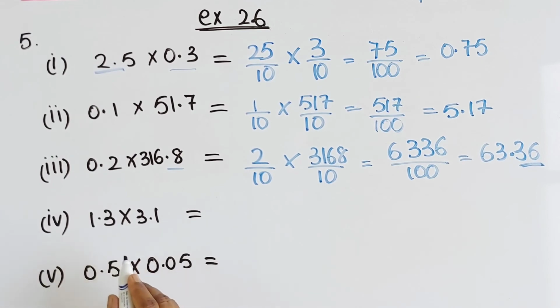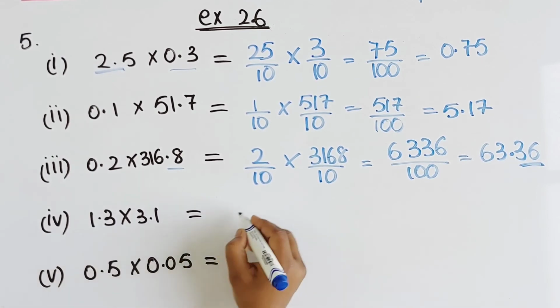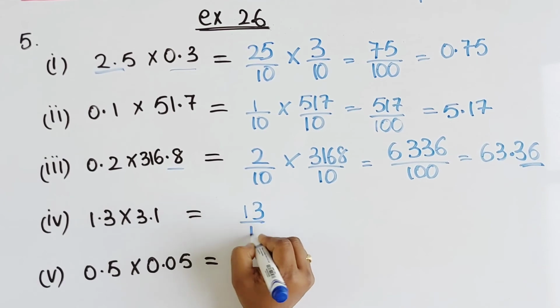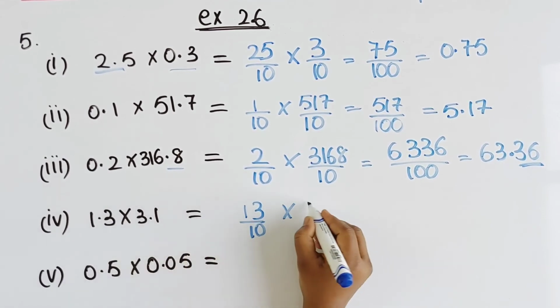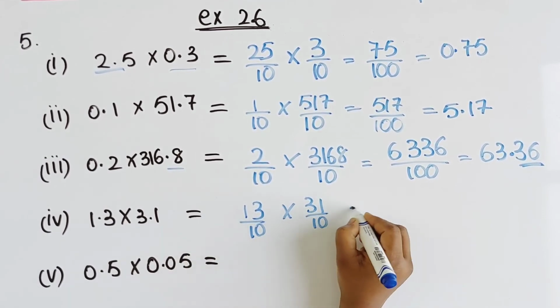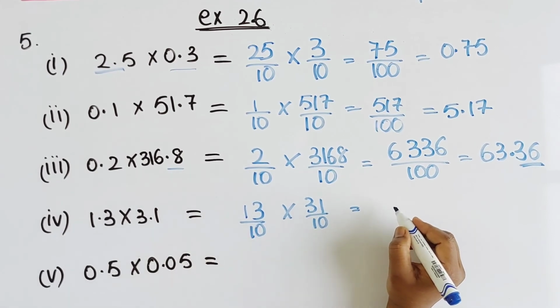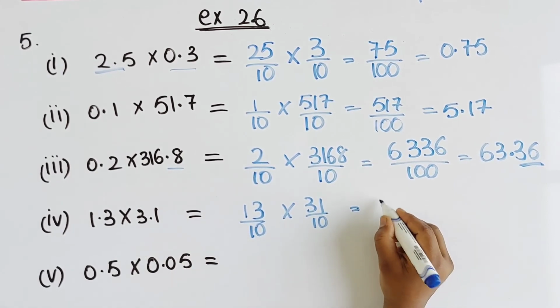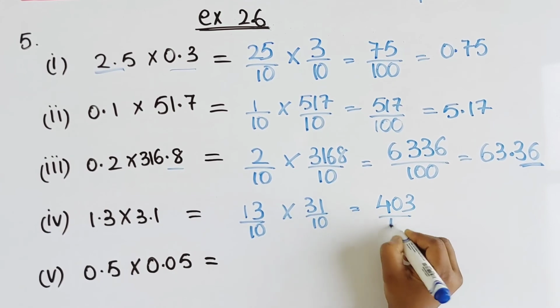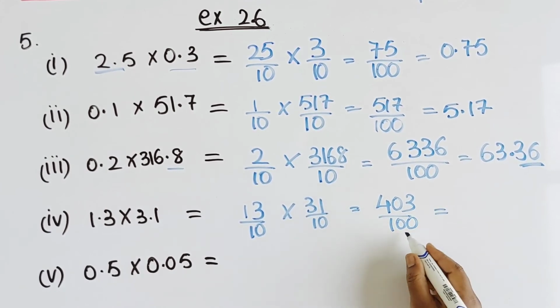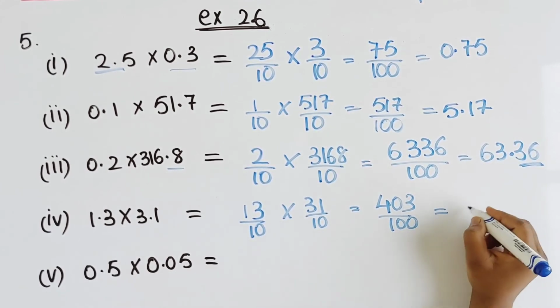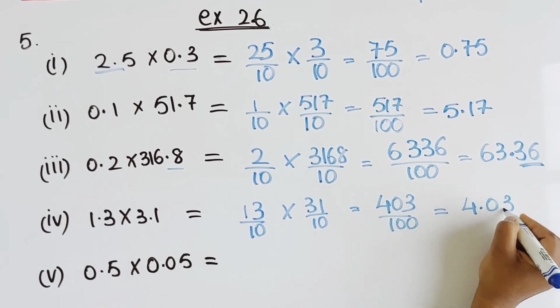1.3 into 3.1, children. 1.3, 13 by 10. 3.1, 31 by 10. 13 into 31, children. It is 403 divided by 100. In the denominator we have 2 zeros, means the answer is 4.03.